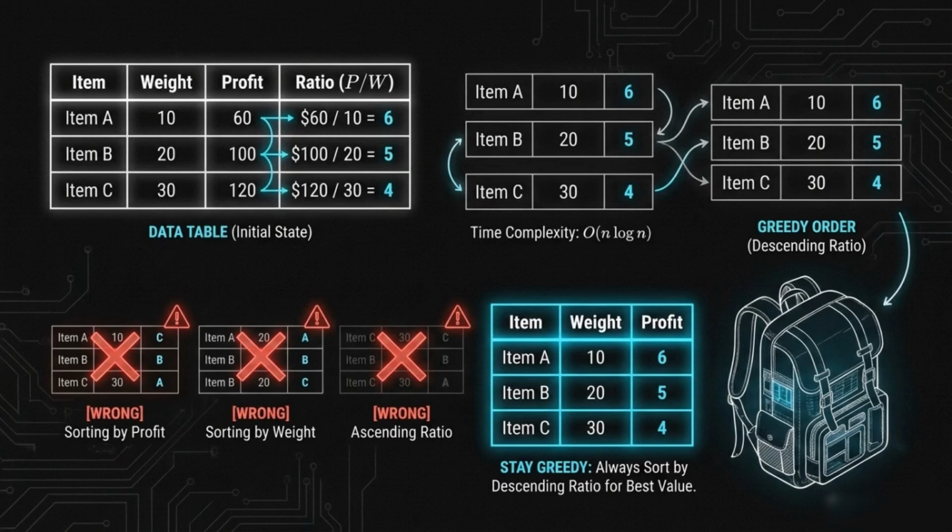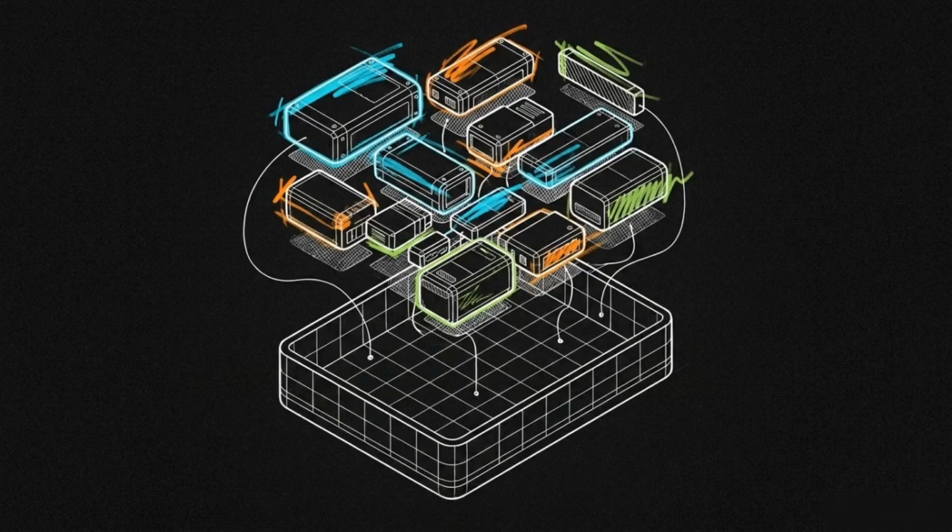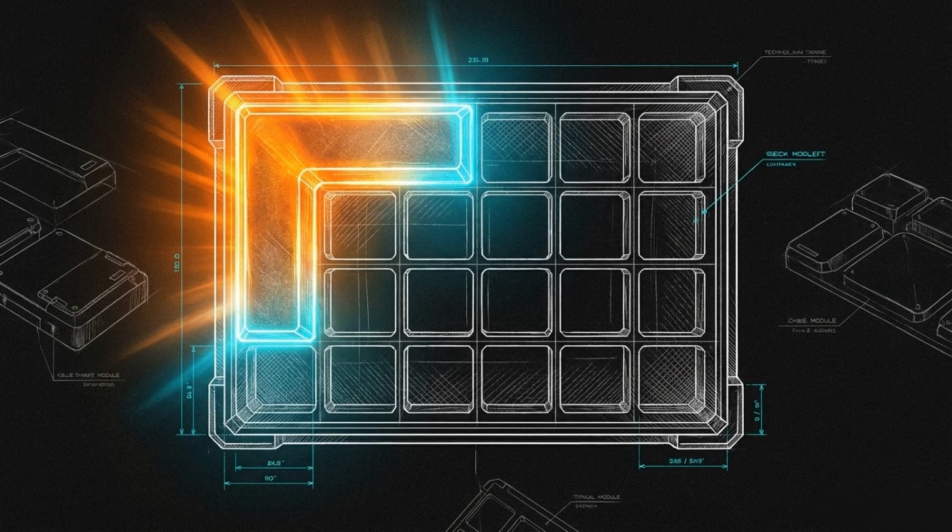A common error in exams is sorting by raw profit, raw weight, or sorting in ascending order. To stay greedy for the best value, you must always sort by the descending ratio. Organizing the data this way ensures that when we start packing the bag, our very first choice yields the highest possible return for the space it occupies.